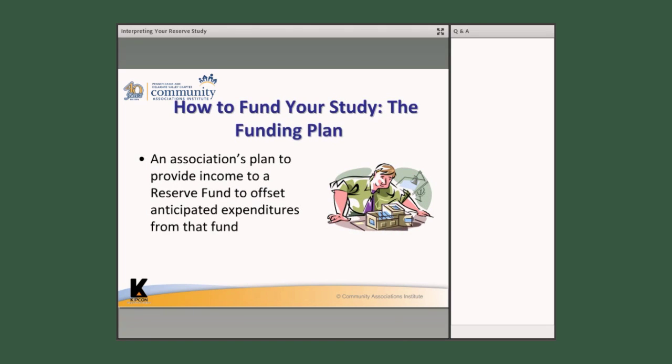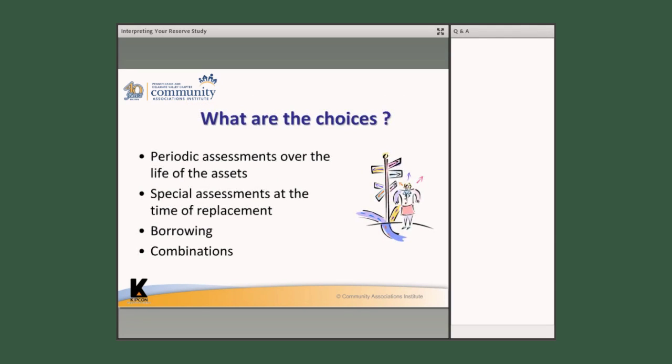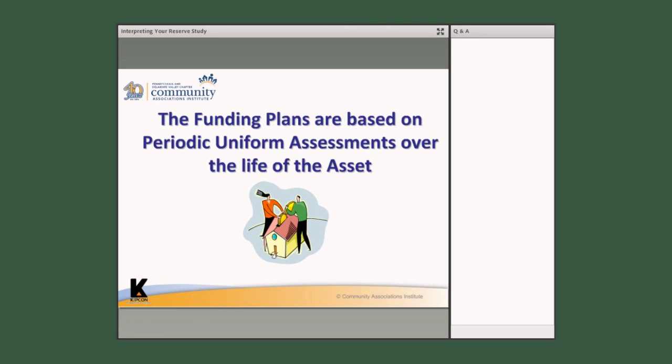The funding plans are the association's plan to provide income to a reserve fund to offset anticipated expenditures as they occur. And there are a number of different choices. There's periodic assessments over the life of the assets. There are special assessments at the time of replacement. There's borrowing, or there's combinations of the above. And obviously, for any association, the reserve study helps you keep away from special assessments or borrowing. And all of the funding plans are made up of periodic uniform assessments over the life of the asset.